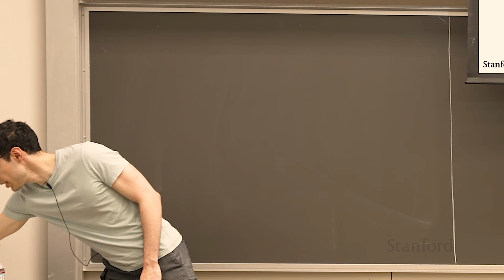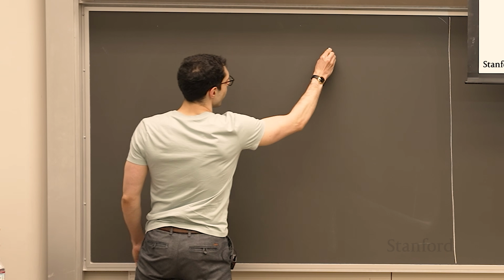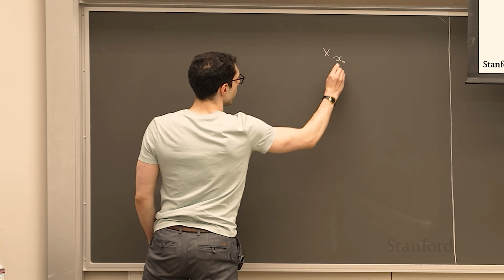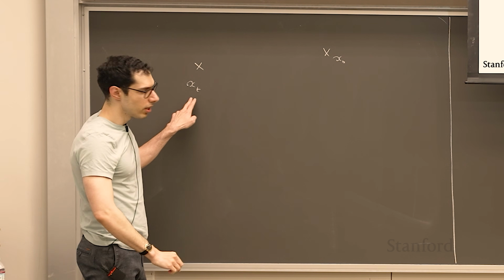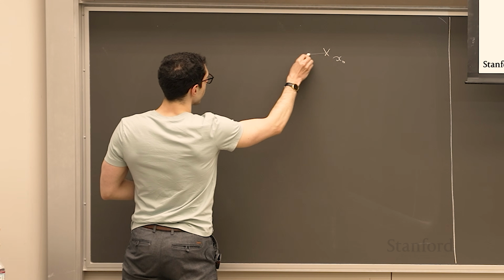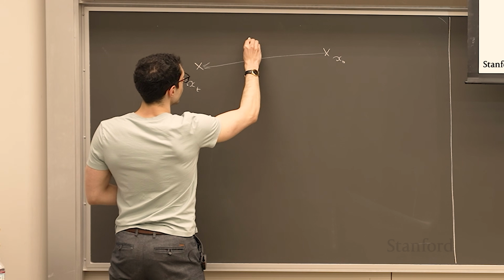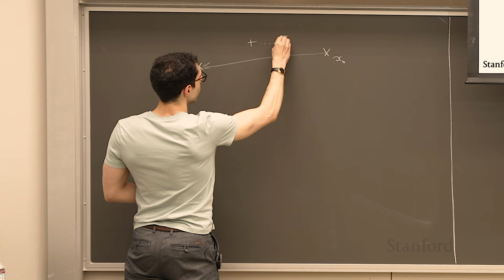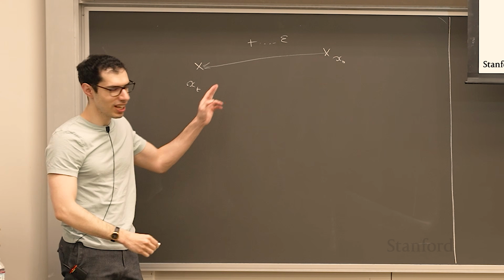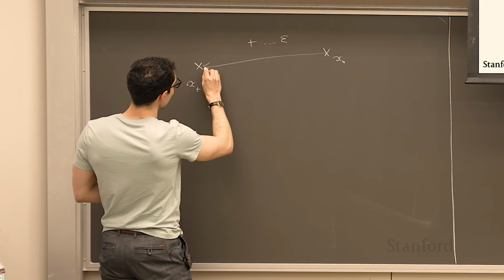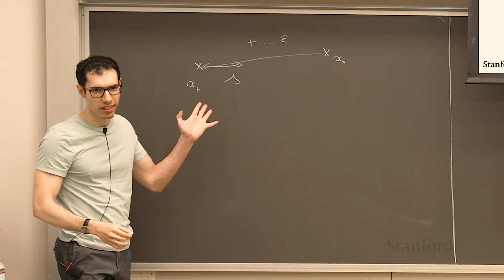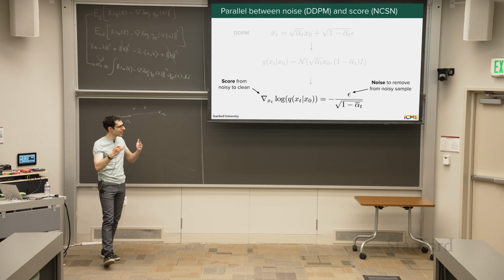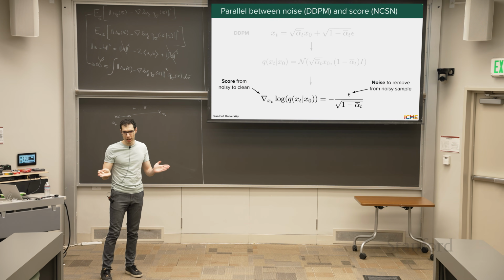So why does that make sense? Here, if you have your clean image, and then you noised it, it's as if you added some amount of noise. But then if you want to go back to high density regions, that's basically your score. So it makes sense that the two are in opposite directions.